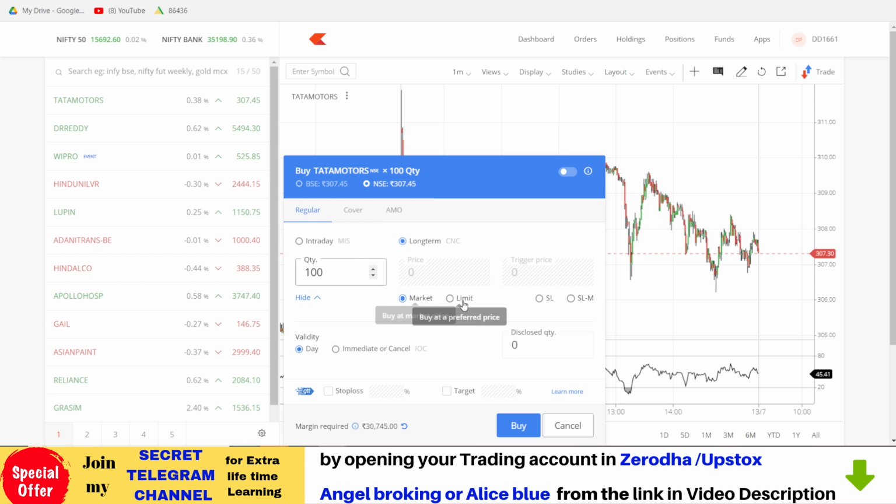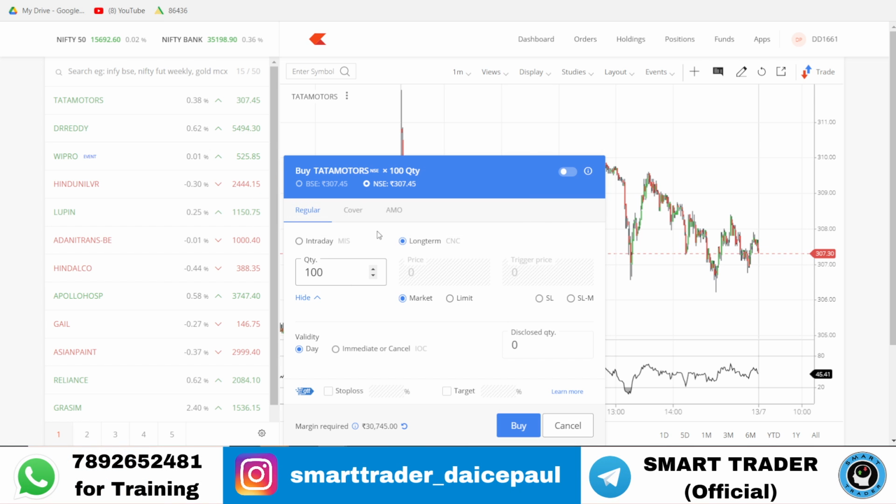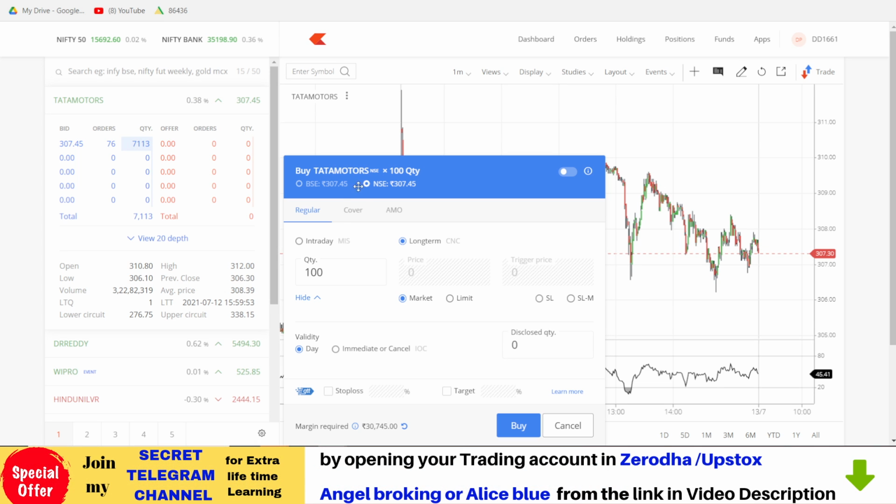Now we have something called market order and limit order. The market order is the price at which, for example, this is a market price. It keeps changing, right? You see these numbers, these are market prices. If you hit buy for 100 shares right now, automatically it will buy at 307.45 or whatever is the available price, whatever is the market price.